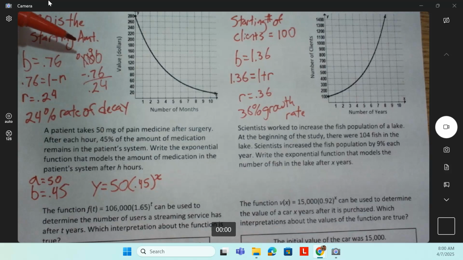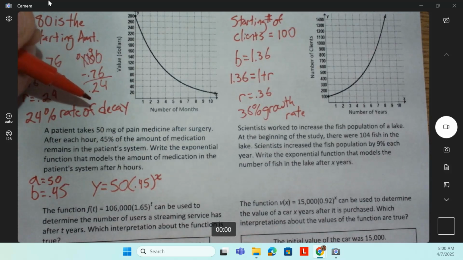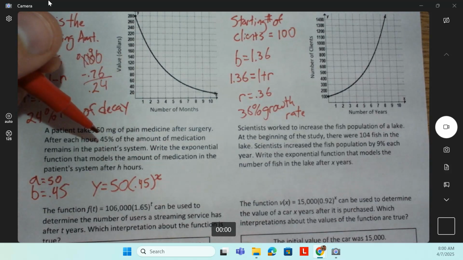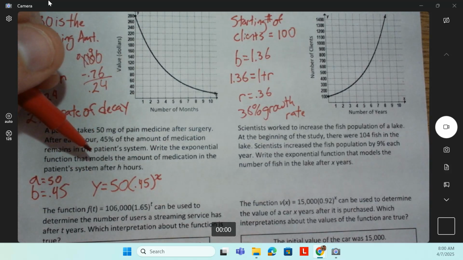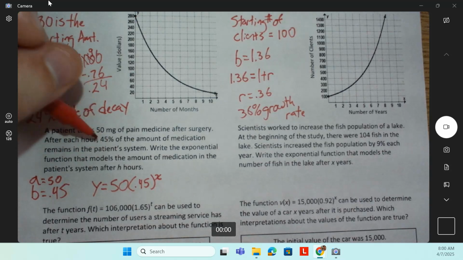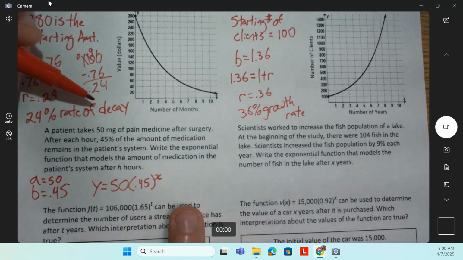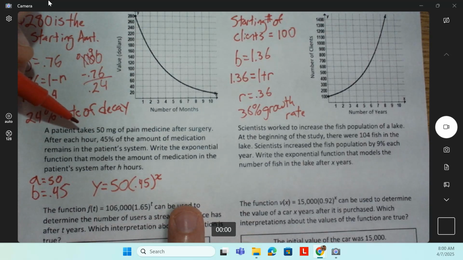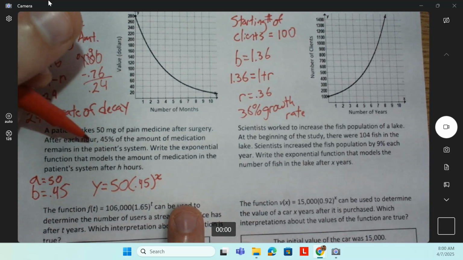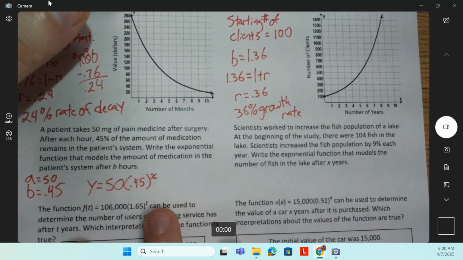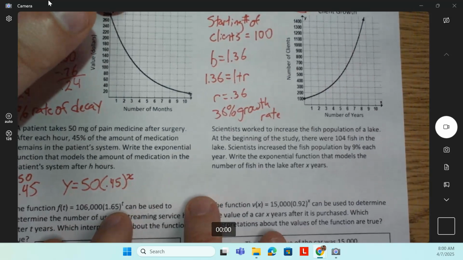Since it didn't say it decreases at this rate, it says you have that much left after each hour. Because it didn't give us the actual rate of decay, it gave us how much was left. That's our multiplier. So kind of makes it a little bit easier on us.